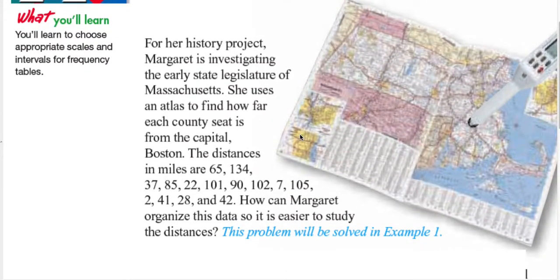For her history project, Margaret is investigating the early state legislature of Massachusetts. She uses an atlas to find how far each county seat is from the capital, Boston. The distances in miles are 65, 134, 37, 85, 22, 101, 90, 102, 7, 105, 2, 41, 28, and 42. How can Margaret organize this data so that it's easier to study the distances? This problem will be solved in example 1.